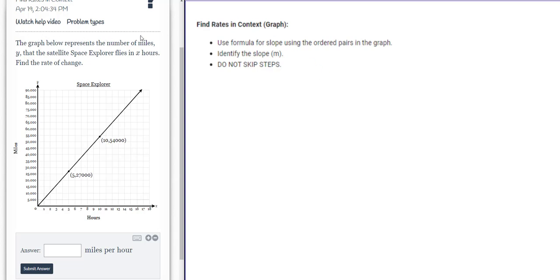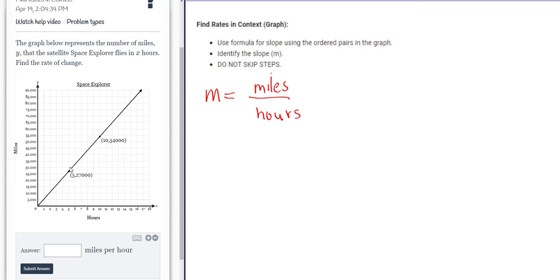The graph below represents the number of miles, y, that a satellite space explorer flies in x hours. Find the rate of change. Notice along our x-axis is hours, and along our y-axis is miles. Since we're given the context, we could right away say that it's going to be miles over hours, which, if you look at the context at the bottom, says the number of miles per hour. So that kind of makes sense.